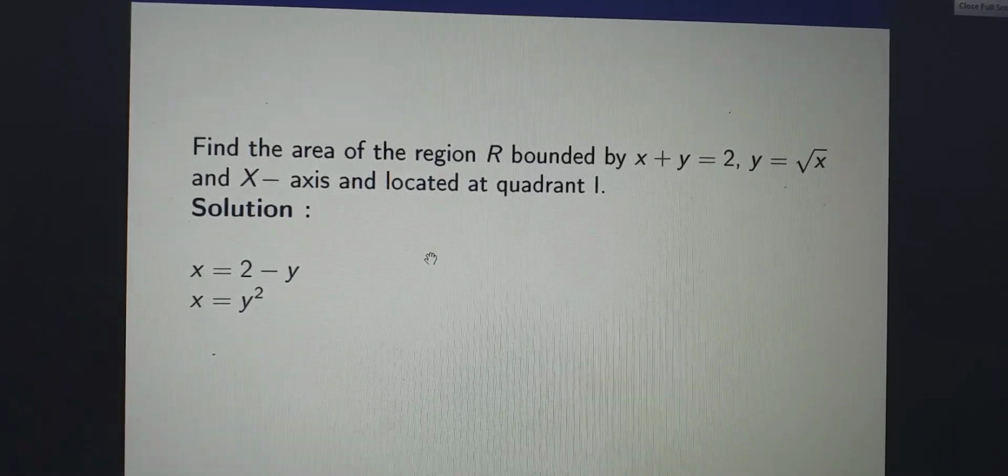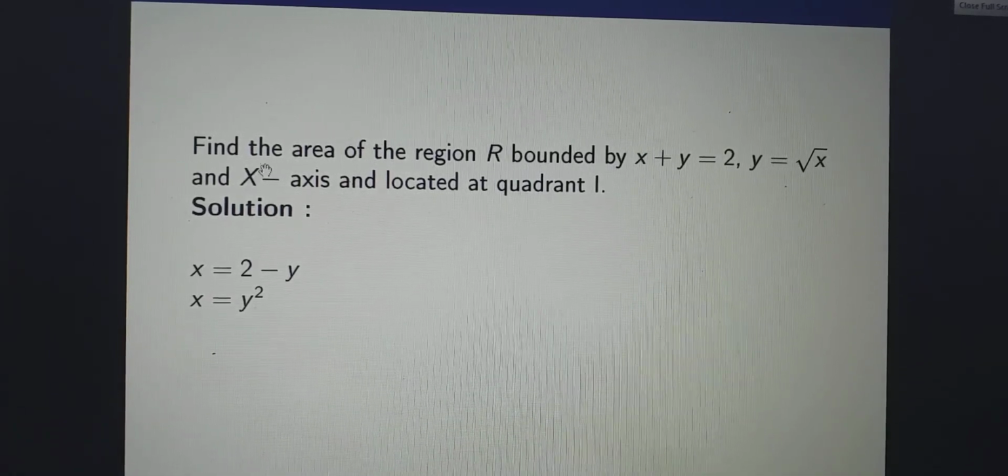In this example, I will explain two ways to find the area, with x orientation and also y orientation. First, we use the y orientation, so we must write the two curves as x equals a function of y. So we get x equals 2 minus y and x equals y squared.